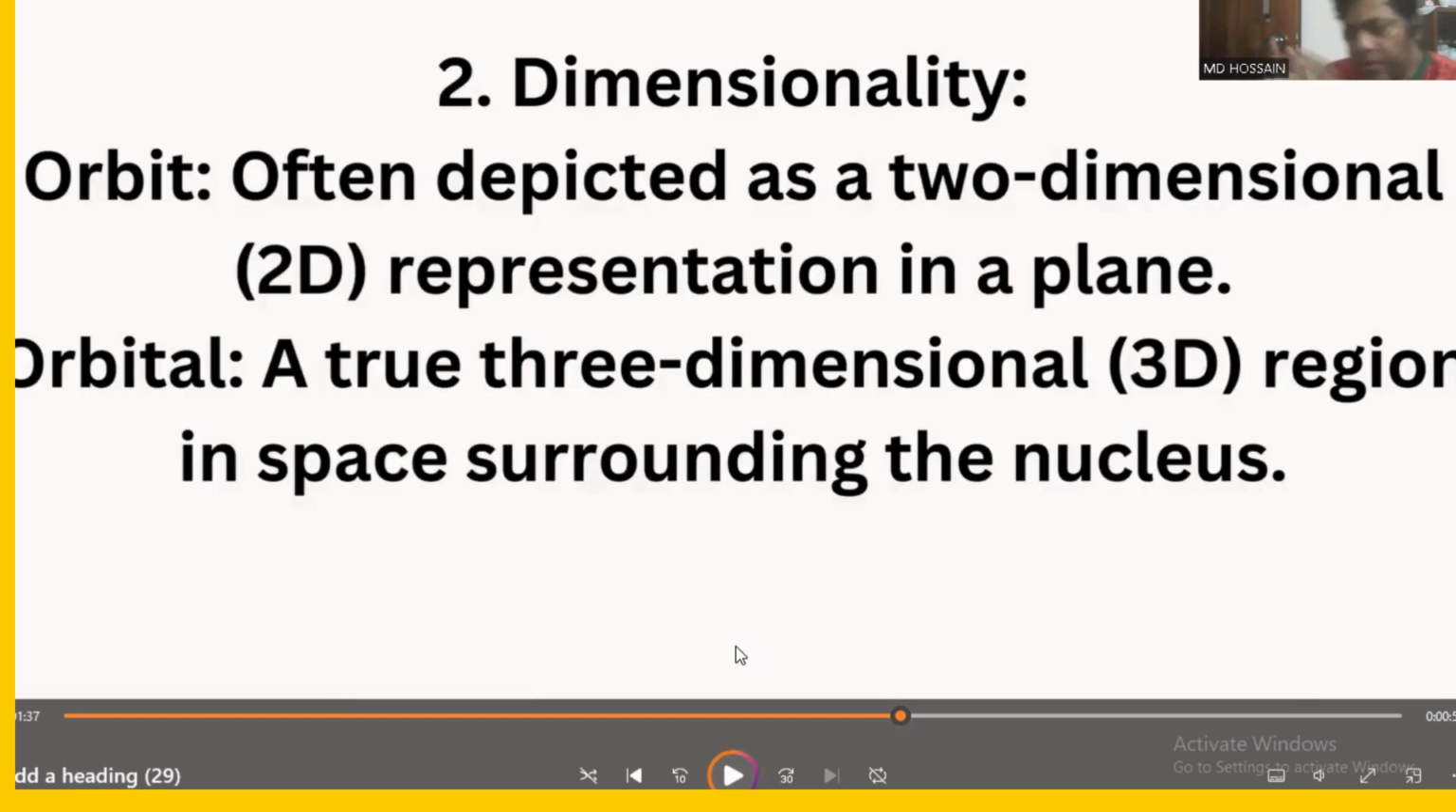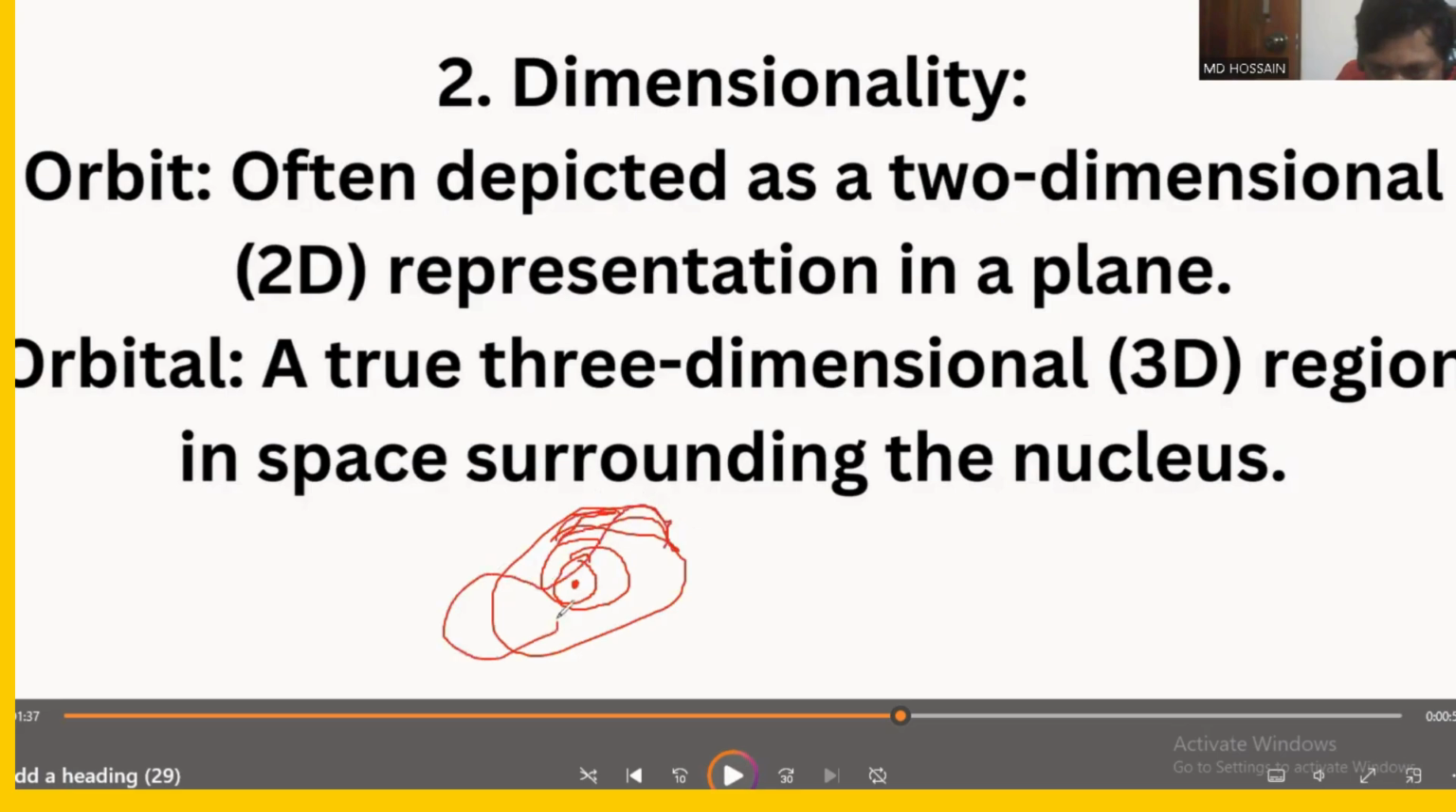Got my point? Here you can see we can have a picture, so review the previous slide. This is the nucleus. This is the first orbit. This is the second orbit. This is the third orbit. So what will be the orbital? Orbital will be this one, this one, this one. A three-dimensional. This is the three-dimensional way.